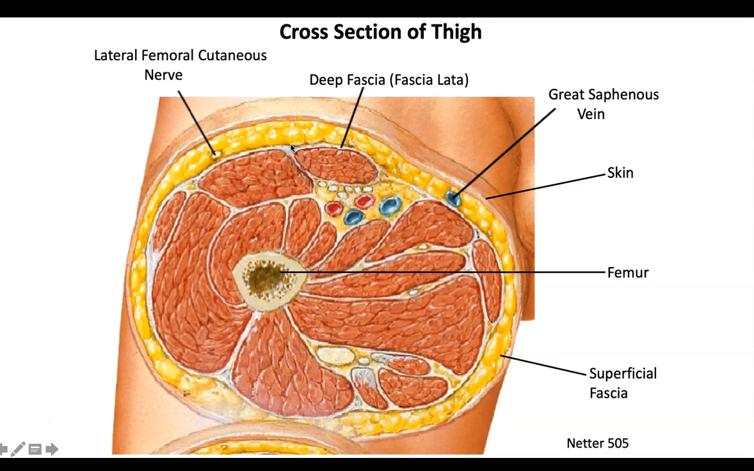The deep fascia of the thigh is called fascia lata. This fascia lata, which means broad, sends intermuscular septa in between the muscles of the lower limb and divides the muscles of the lower limb into several compartments.